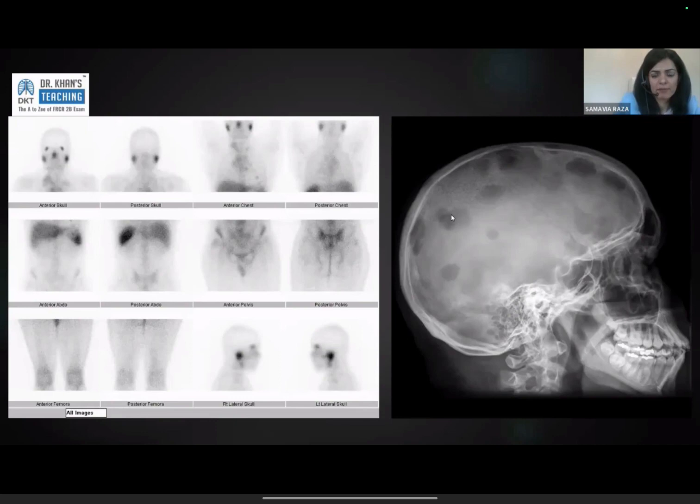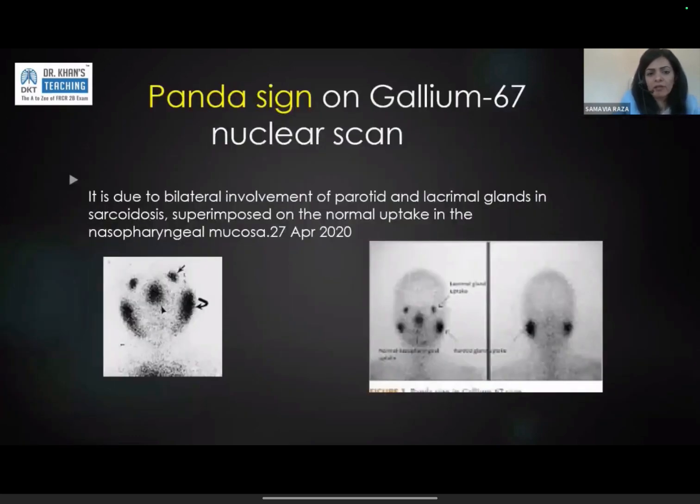Yeah, most of you are absolutely right. This is the panda sign that is seen on the gallium scan. How many of us actually do gallium scan in our everyday practice in sarcoidosis? I don't think many of us do it. Again, this is a historical piece of information that is not really practiced very widely, at least in the UK anymore.